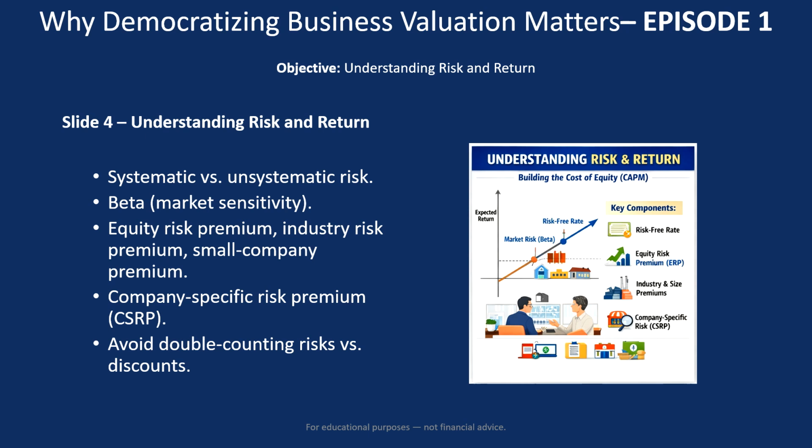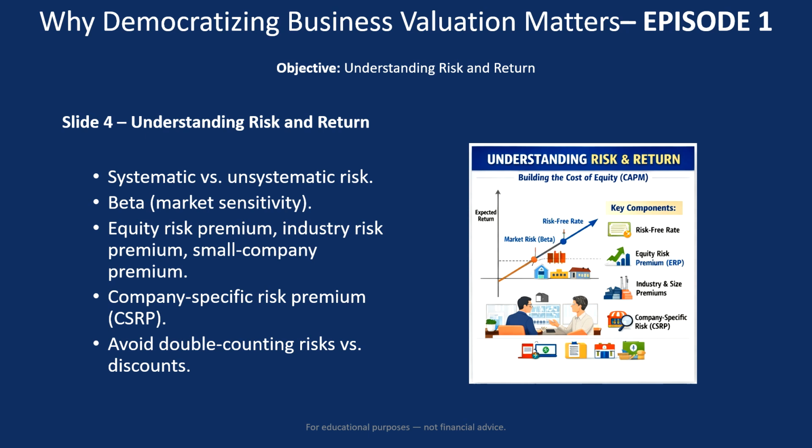Now, building the cost of equity, a CAPM stack. Start with the risk-free rate, typically the Singapore government bond yield from MAS. Add the equity risk premium, which compensates investors for choosing equities over bonds. Then layer on an industry risk premium for sector-specific exposure, a small company premium because smaller businesses carry more risk than large caps, and finally the company-specific risk premium for anything unique to this particular business.